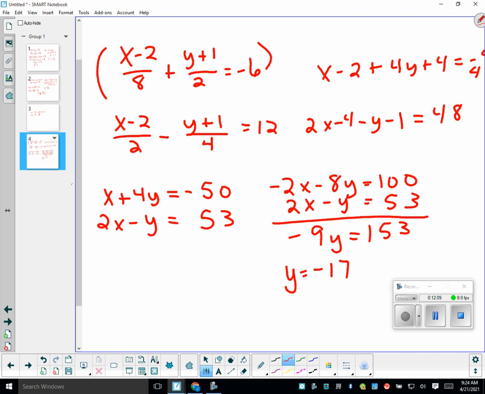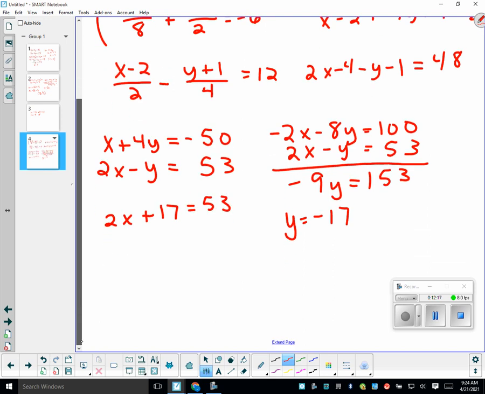Now, can I use the bottom one and say 2x plus 17 equals 53? So you don't have to use one of the original equations, do you? I do not have to use one of the originals. You can use one from a previous step. So 2x equals 36. My answer is 18 comma negative 17. Yep. Guys okay with this?